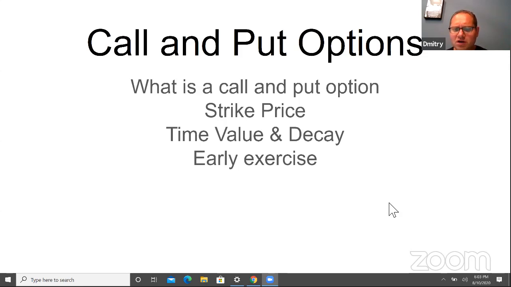I'm going to talk about a few concepts about call and put options that are important, such as strike price, time value and decay, and early exercise. But even before that, let's go over an example of a call and a put option. Sometimes I step away from the stock market to give an example, and then I'm going to relate it to the stock market. This is a true story that happened to me.